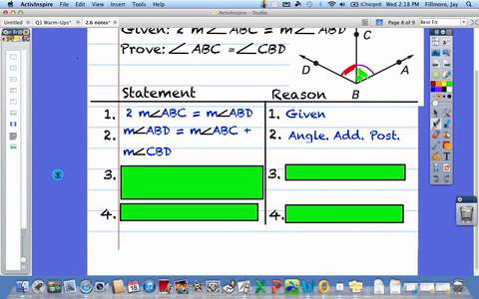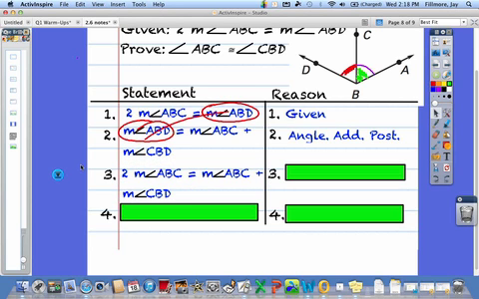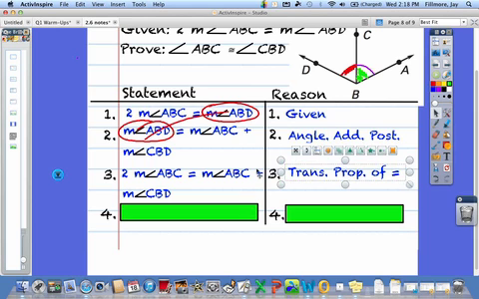Well, statements 1 and 2 do have something in common. Here, we have ABD in common. So maybe we can cut out what's in common and leave what's left. Two times the measure of angle ABC equals the measure of angle ABC plus the measure of angle CBD. So we used our transitive property to cut out what was the same and leave what's left. So we can just write 2 times the measure of angle ABC equals the measure of angle ABC plus the measure of angle CBD. That's our transitive property of equality.